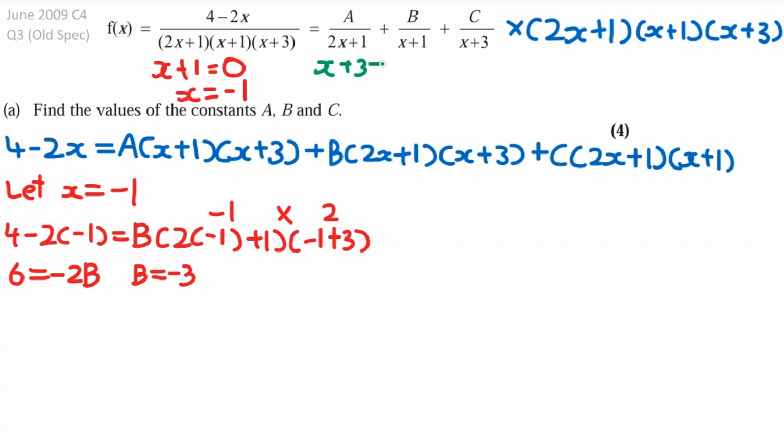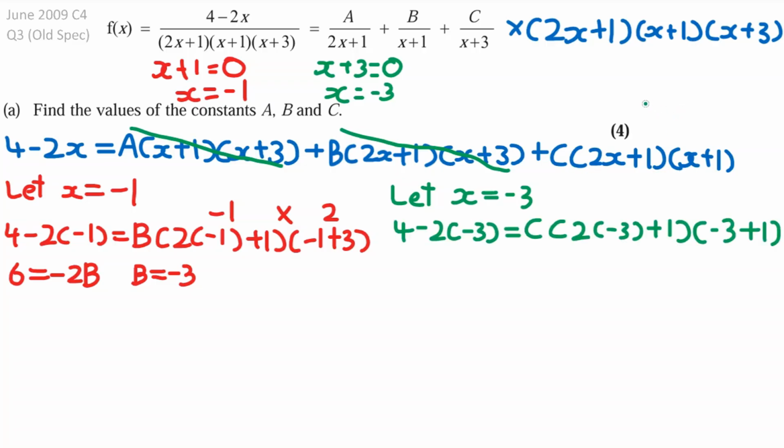So x plus 3 is equal to 0, so then x is going to be equal to minus 3. So if we let x equal to minus 3, this bracket here is going to be equal to 0, so this term's going to go away. This bracket here is going to be equal to 0, so this term's going to go away. So we're just going to be left with these two terms here. So we're going to sub in x is equal to minus 3 here.